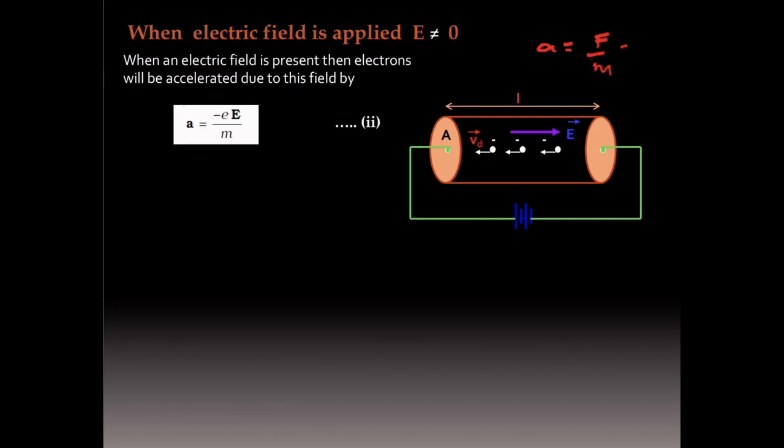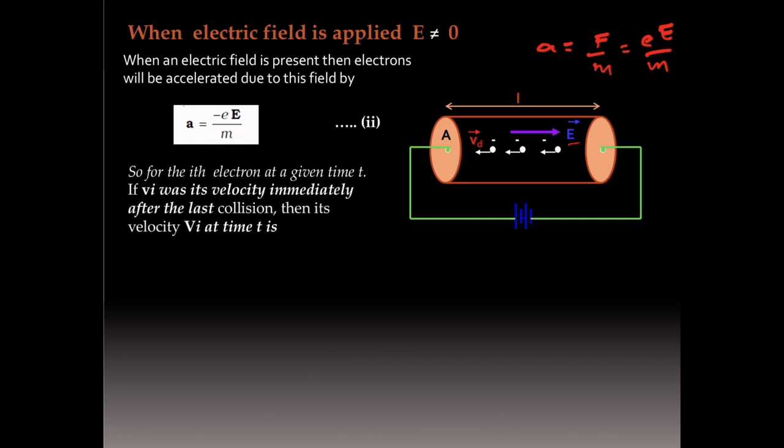The force acting here is e into E by m. So force is equal to e into capital E. Small e is the charge on the electron and capital E is the electric field. So the formula of acceleration is a equals minus eE by m. This is equation number 2. Here the minus sign indicates the acceleration of the electron.